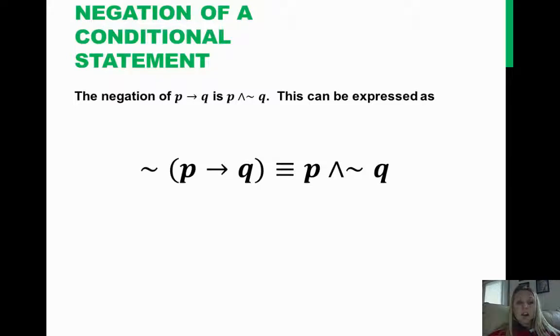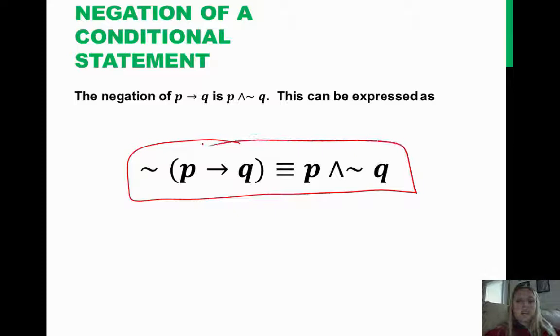So first of all, I would like to show you how to negate a conditional statement. We can use this formula to help us negate conditional statements. It is not the case that if P then Q is equivalent to the same thing as saying P and not Q. So this is the formula that you would use to negate a conditional statement. So you need to write this down.